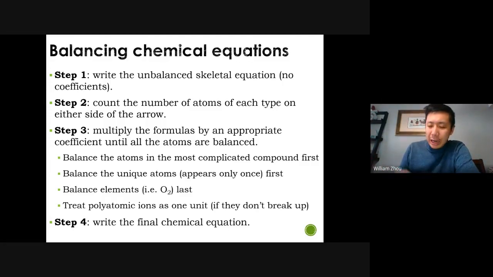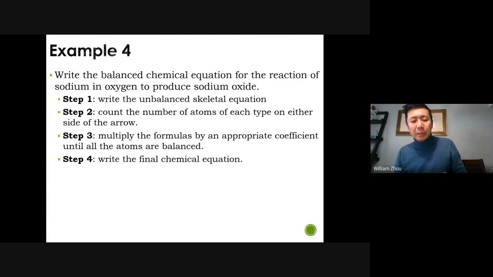So first, I always balance the most complicated compound first. If I see something big that gives me a headache, I'm doing that one first. And then I worry about the easier ones later. If I see a unique atom, that means it only appears once in the equation, I focus on that one first. If you see an element like just O2, do that last. And then if you have a polyatomic ion, like a sulfate, treat it as a sulfate. Don't break it up. And this will make a lot more sense if we actually look at some examples. And we're going to apply these rules to help us balance. So again, I copied these rules here for your reference.